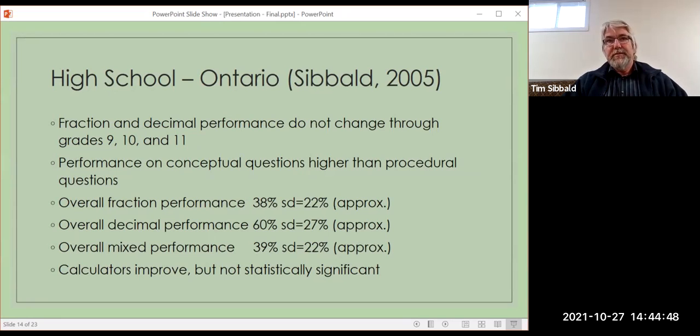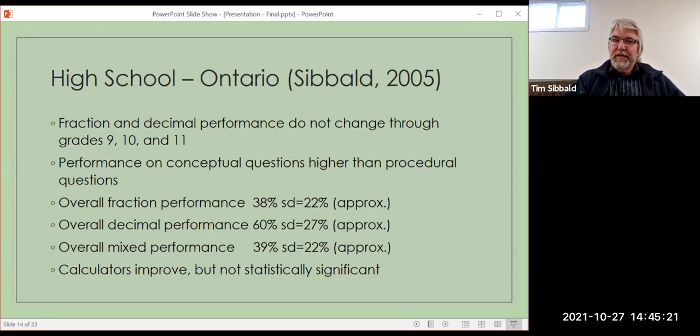Decimal performance was 60%. And when you mixed them, it was 39%. In effect, when the questions are mixed, it is the fractions that pull it down. It is the lowest level of performance that dictates what you get when you have a mixed question. So much as the students can handle the decimal part of it, the fraction part is the bottleneck.